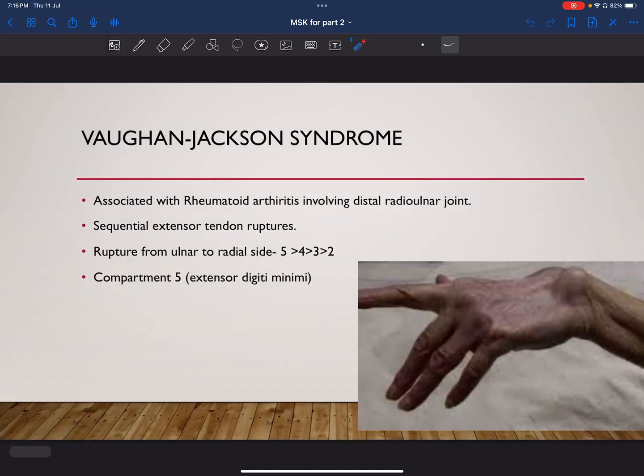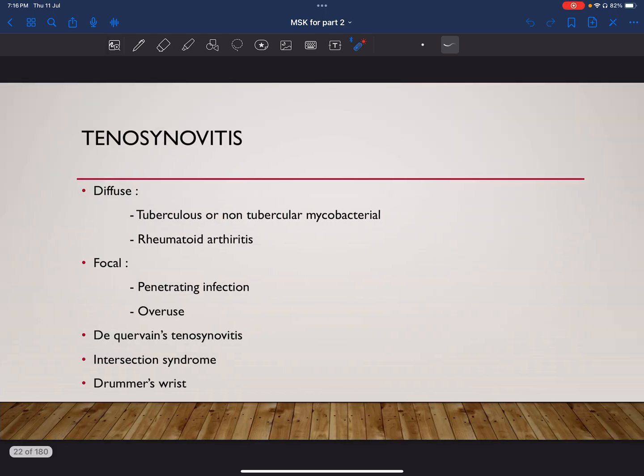So in RA, multiple tendons can be involved from the ulnar side towards the radial side. Okay, so sequential tendon ruptures can occur starting from the ulnar side. So compartment 5, 4, 3, 2, right? Compartment 5 is extensor digiti minimi, and this is the sort of deformity you are going to have.